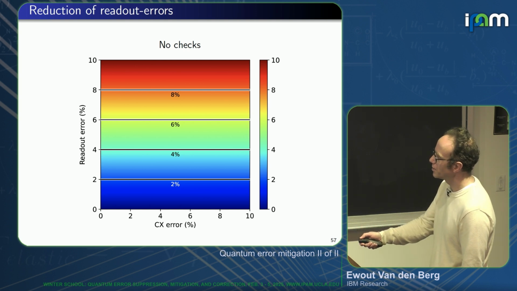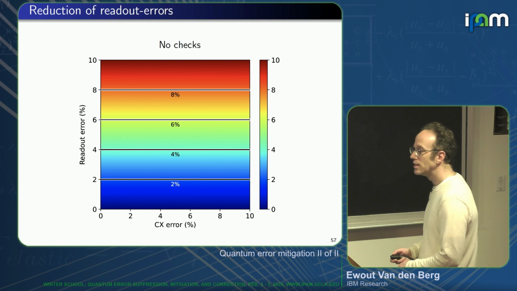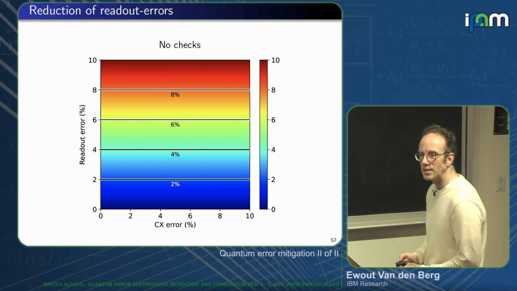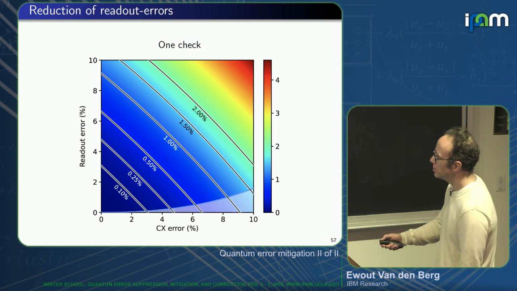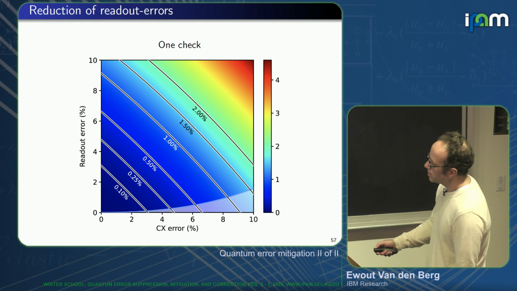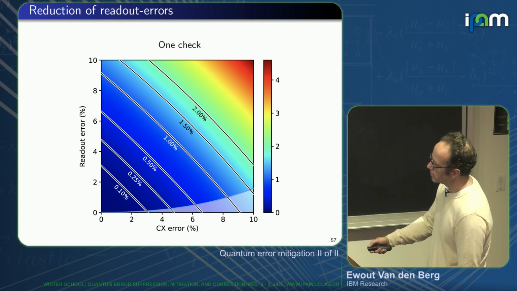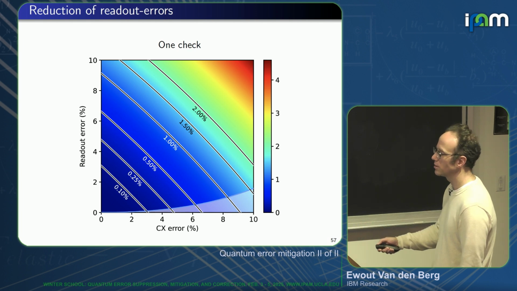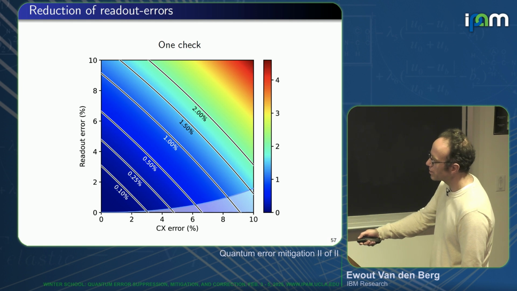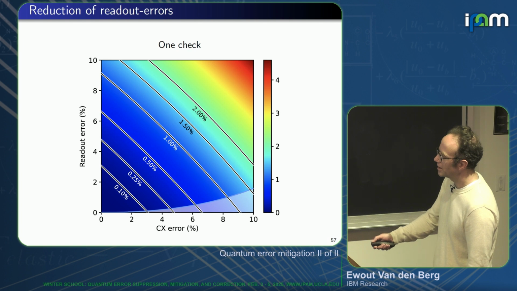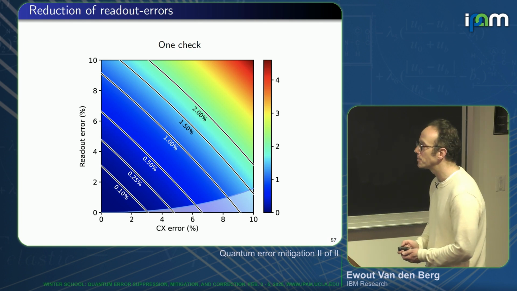So if there's no checks, of course, if the readout error is 8%, let's say, then irrespective of your C-naught error, it will stay 8%. That's obvious. But if you then do one check, you get much different behavior. Even if the readout error is 9%, depending on the quality of the C-naught error, if there's no C-naught error, you get 1% here pretty much, and that's just the isoline. In this area here, if the C-naught error is too big, you introduce more errors than the readout error to start with. So that's a region where you don't want to try this.